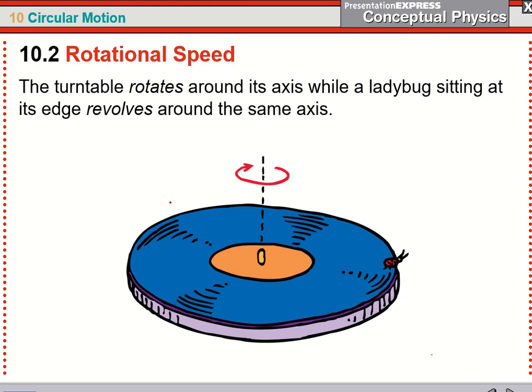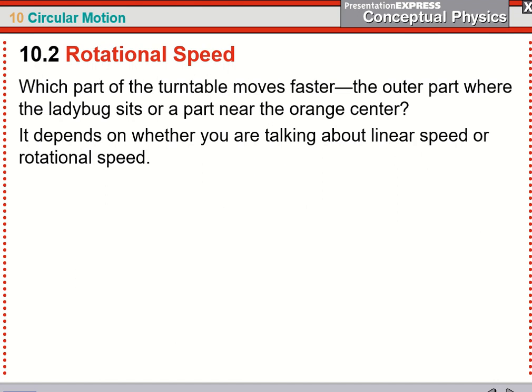Now, here's a question for the rotational speed. Which part of the turntable moves faster? The outer part where the ladybug sits or a part near the orange center? That depends on whether you're talking about linear speed or rotational speed.